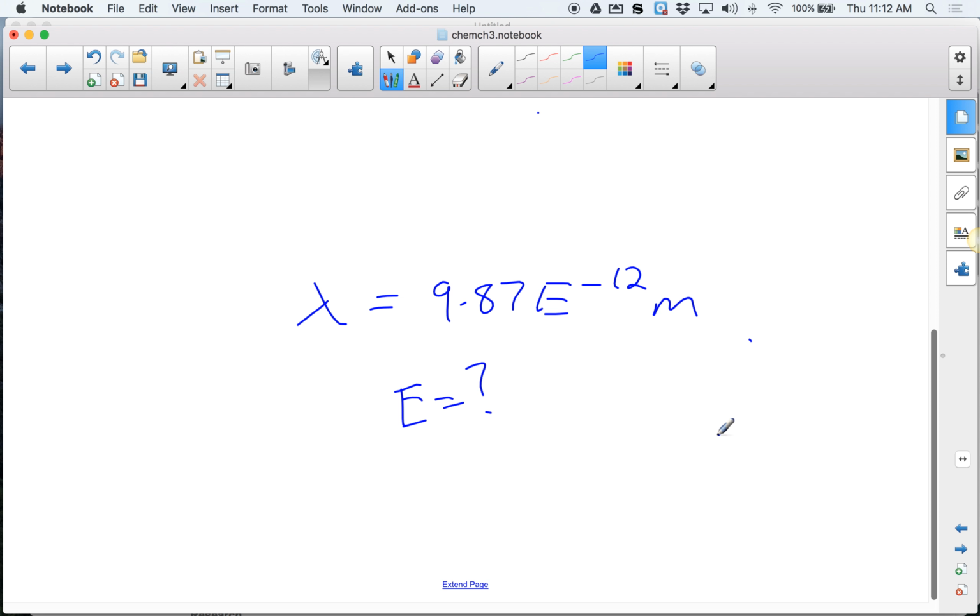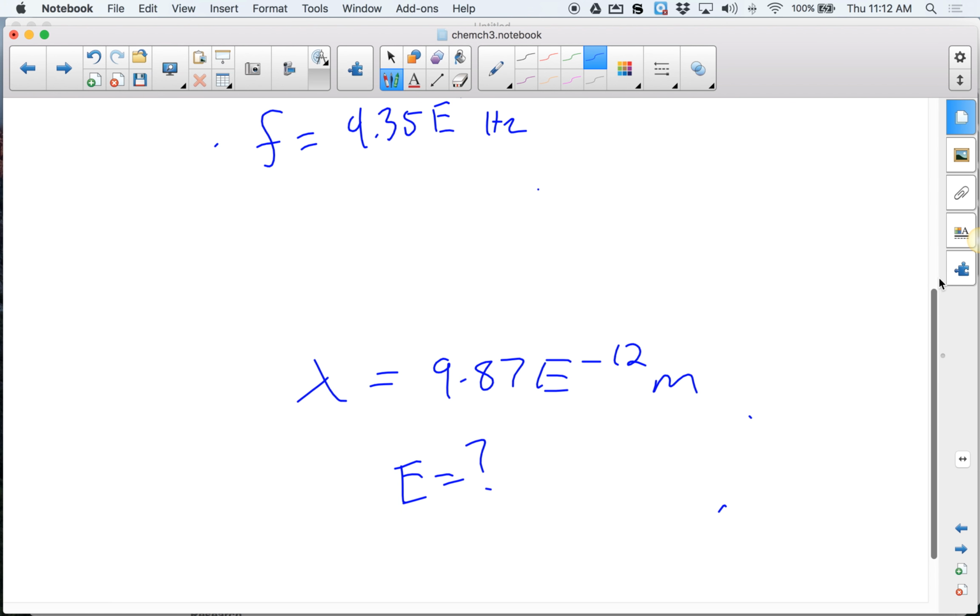In reverse, I could also say the energy gap between two energy levels in an atom is this many joules. What will be the wavelength of light that's given off if an electron falls from that energy level? And so first you use the energy to find the frequency, and then you use the frequency to find the wavelength. You're using both equations.